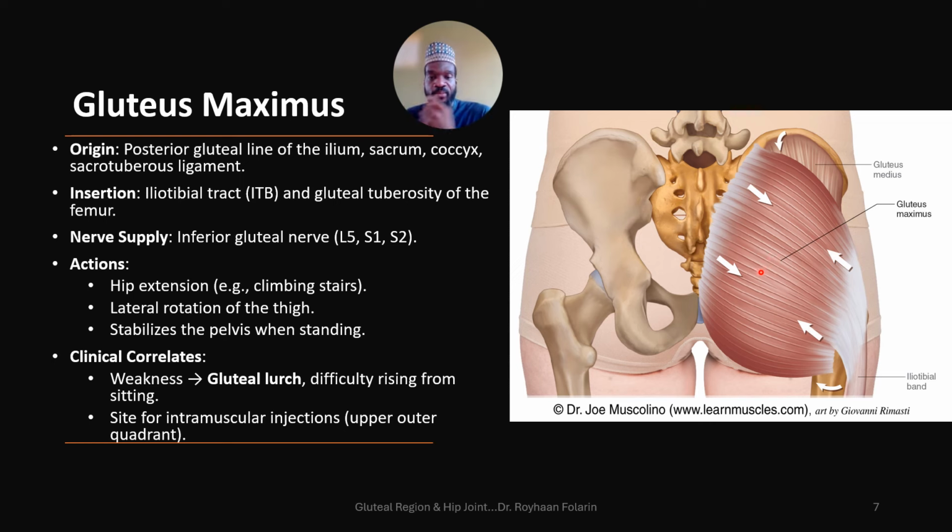So an individual that has paralysis or weakness in that muscle will find it difficult rising out of a chair, standing up from a chair, or climbing stairs and maintaining an erect position. This weakness would also result in difficulty with movements that require extension. That difficulty arising from a sitting position is what's usually referred to as lurching. And the gluteus maximus is also a site for intramuscular injection, particularly at the upper outer quadrant.